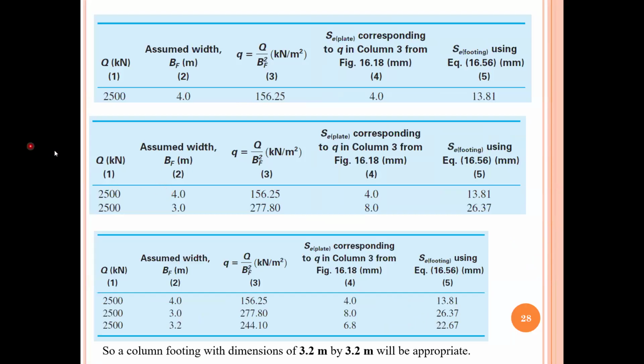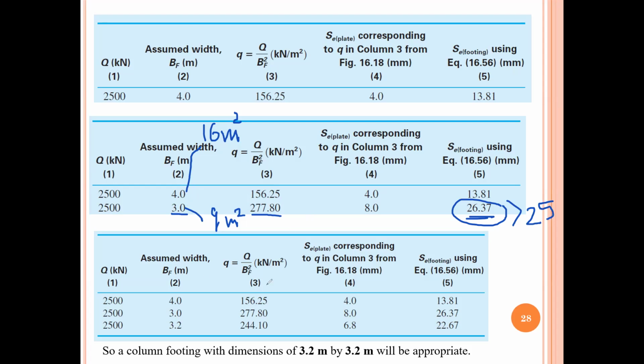So now we can see gradually, in the next case, a foundation width of 3 meter is considered. So imagine if it's 4 meters, the foundation area is 16 square meters. But if it's 9 square meters, the area is nearly half. So that way, the pressure will be high. But we are interested in the settlement. So for this one, the settlement is higher than expected. So our answer should be somewhere in between.